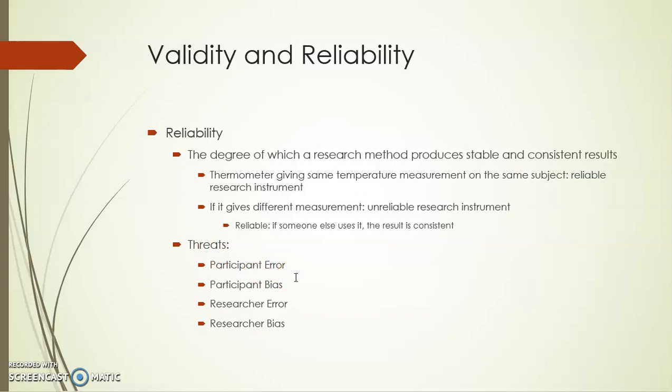Okay, certain things that can be a threat to the reliability of a research. It can be a participant error, it can be a participant bias, it can also be a researcher error, and it can also be a researcher bias. So I don't think this is covered by your book. You can look at it on your own. A lot of things are actually not covered by your book.